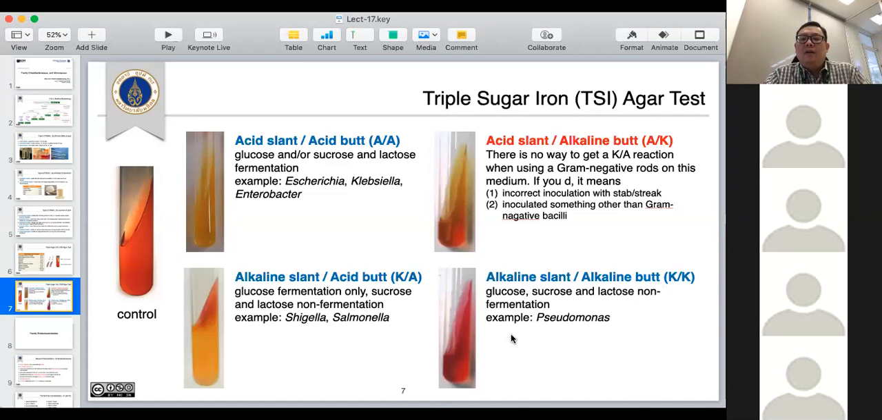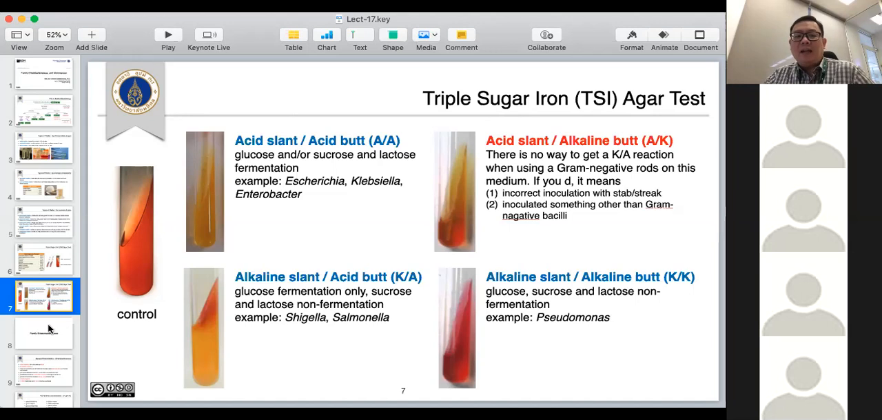Okay, they are pseudomonads. For medically important bacteria, we found that there is no acid slant alkali butt, but in nature we can probably find something like this. If you observe acid slant alkali butt, it is because you did something wrong in the inoculation. So you should repeat the experiment if you see A/K.